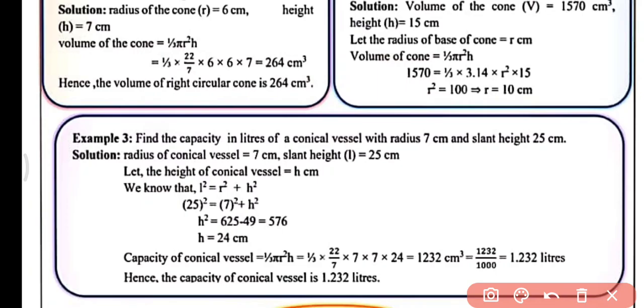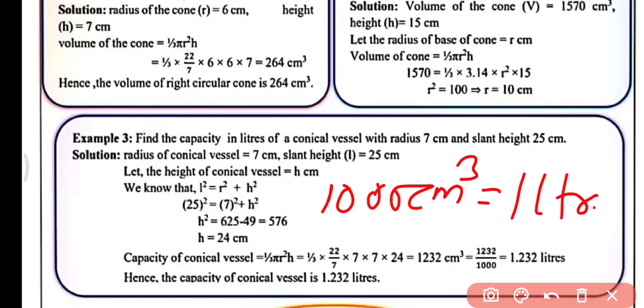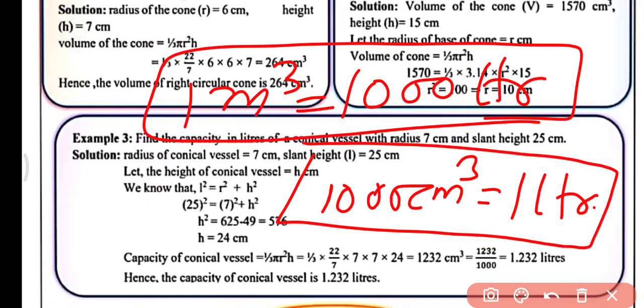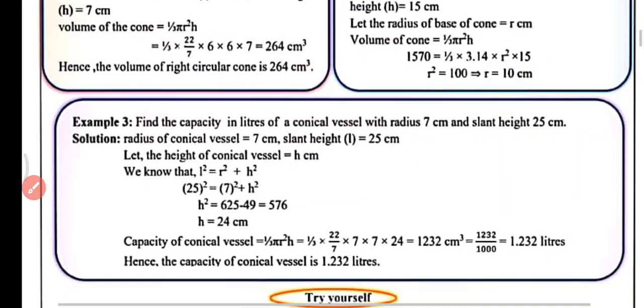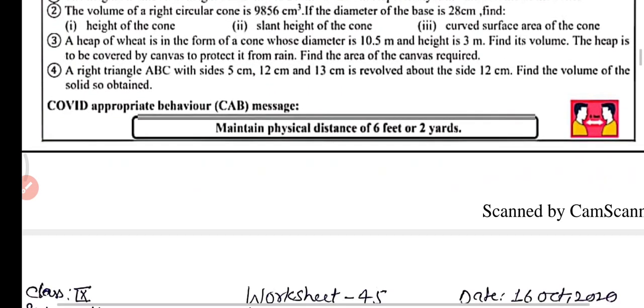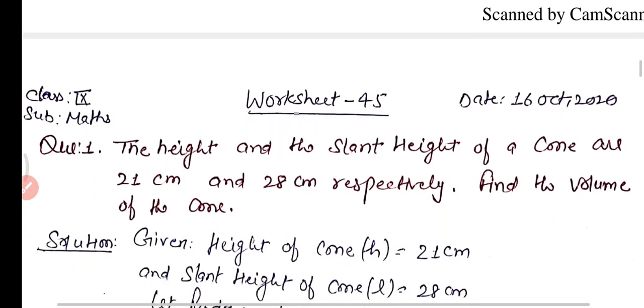So keep in mind, 1000 centimeter cube equals 1 liter, and 1 meter cube equals 1000 liter. So 1 meter cube equals 1000 liter and 1000 cubic centimeter equals 1 liter, keep in mind. So now proceed, and we have 4 questions for practice. So move ahead for the solution part.